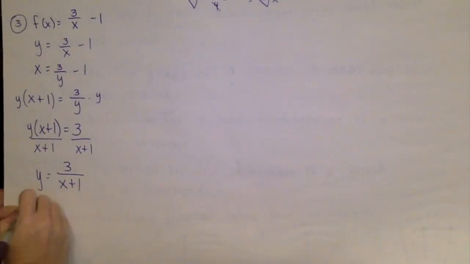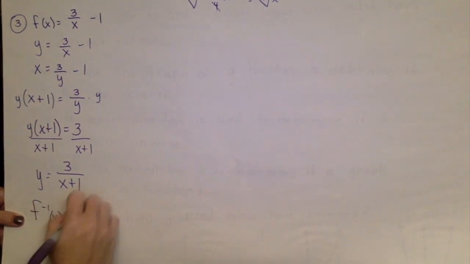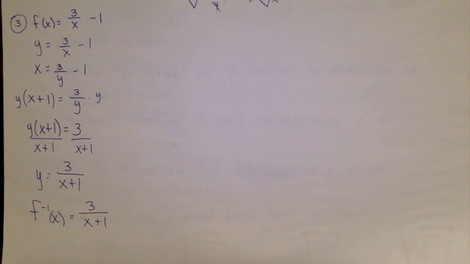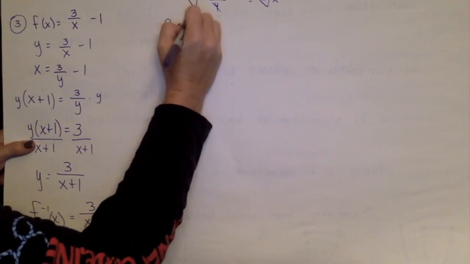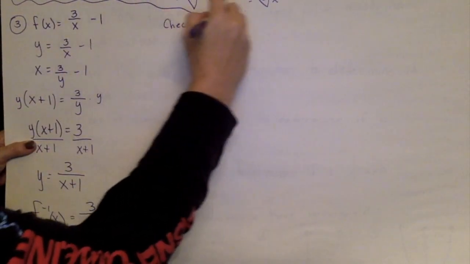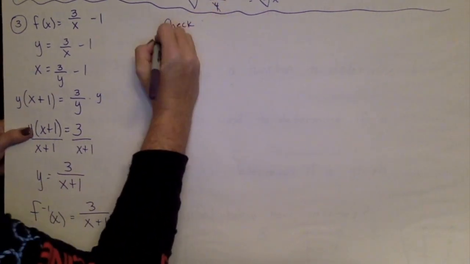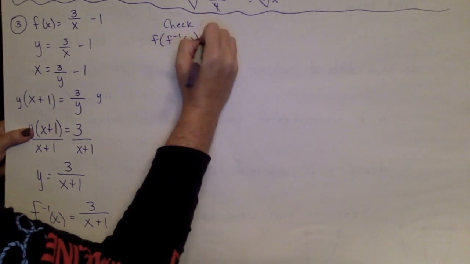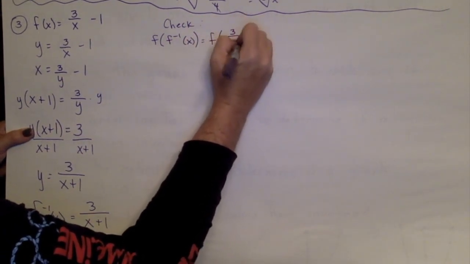Or I'll use my inverse notation. The inverse of f of x is 3 over x plus 1. Now, we still need to verify that. So I'll come over here. Let's maybe make a little line across there. So I need f of the inverse of f of x, or f of 3 over x plus 1.